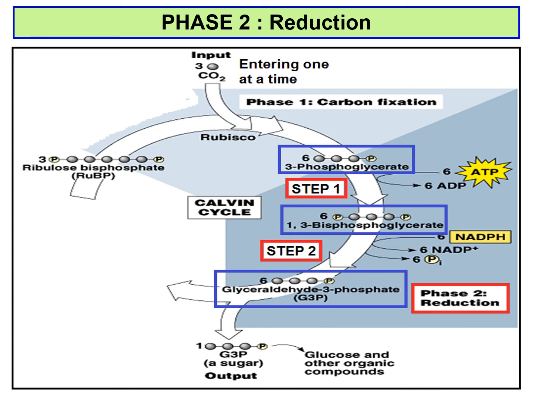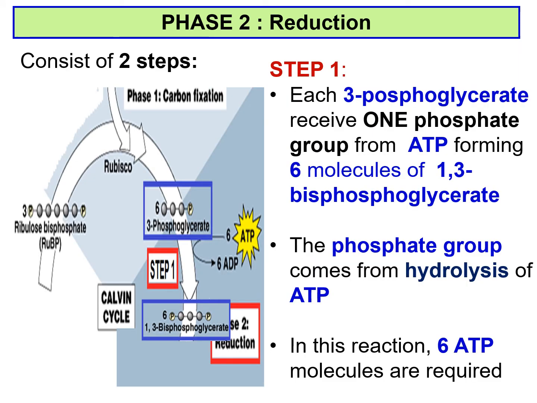The second phase. After 3-phosphoglycerate is formed, it will get into the second phase, which is the reduction phase. Reduction phase happens when the 3-phosphoglycerate receives one phosphate group from the ATP, forming 1,3-biphosphoglycerate. The phosphate group comes from the hydrolysis of ATP. This is where the ATP is used. The ATP comes from the light-dependent reaction.